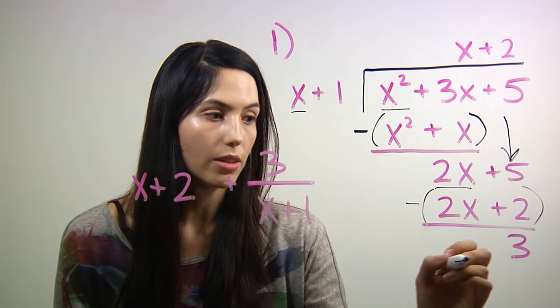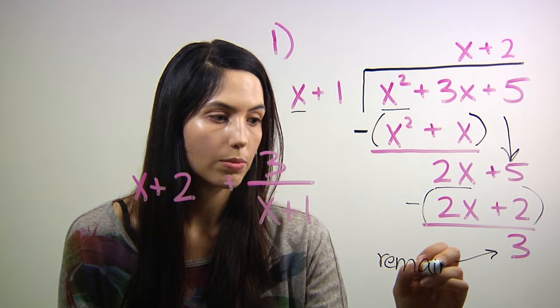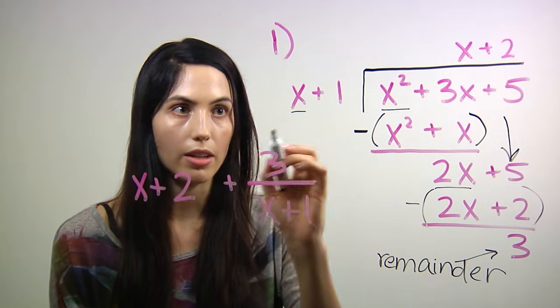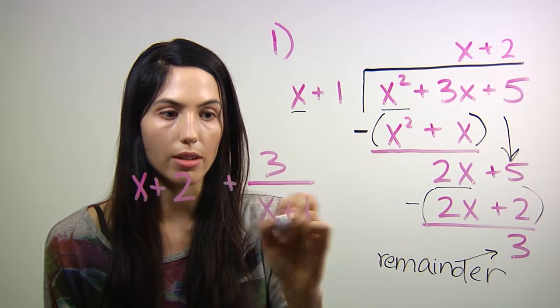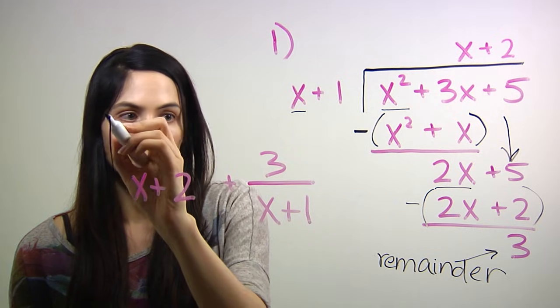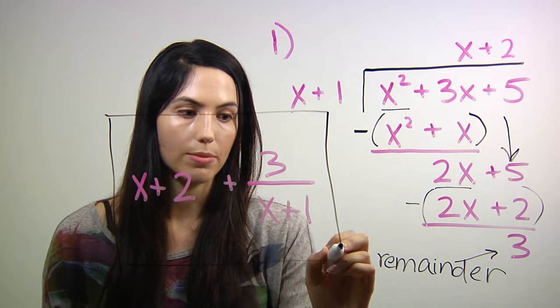So that 3 was your remainder, and you always place it in the end over your divisor, x plus 1. So your final answer is x plus 2 plus 3 over x plus 1.